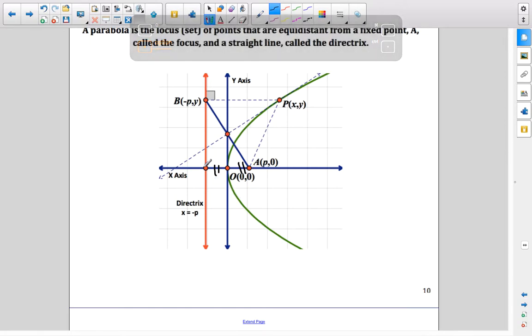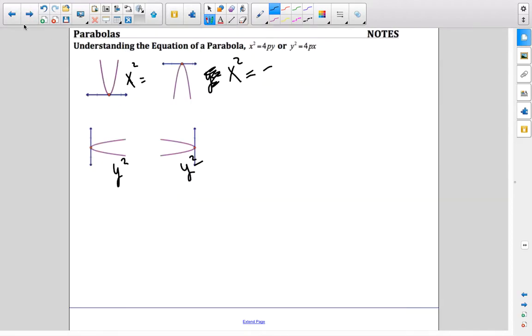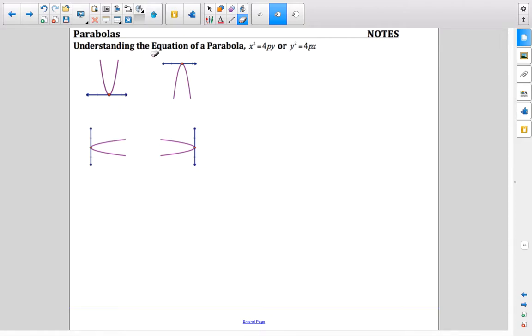This may be a little bit fuzzy for you right now, and with all these extra lines and everything, it can get a little bit fuzzy, but remember it's an introduction, and we're not going to have you do the really hard things. We just want to look at parabolas and get a general idea and be able to write the general equation.